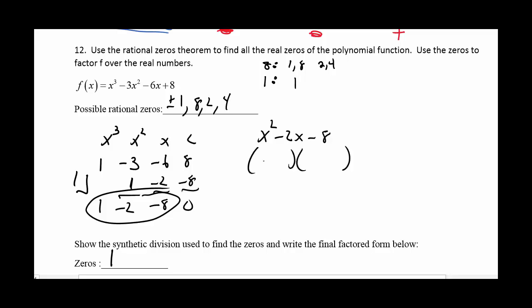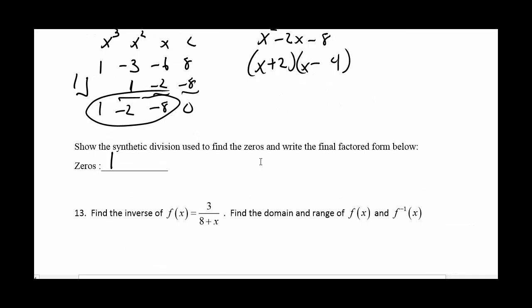So let's see, that would be x and x, 4 and 2. I want the 4 to be the negative and the 2 to be the positive, which, if I set that equal to 0 and solve, translates into -2 and +4.